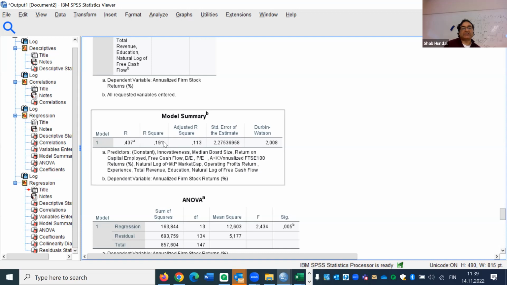And this is called R square. Can you see here, R square? How much is this? How much is R square? It is 0.191, yeah? Is it this 0.191? Or I can say it's 19.1%, yeah? 19.1%.